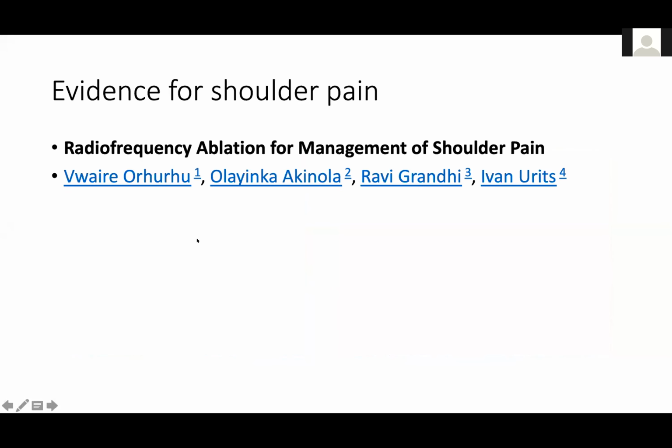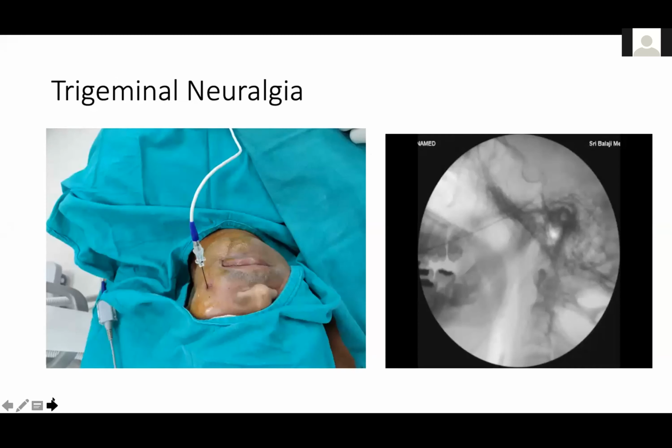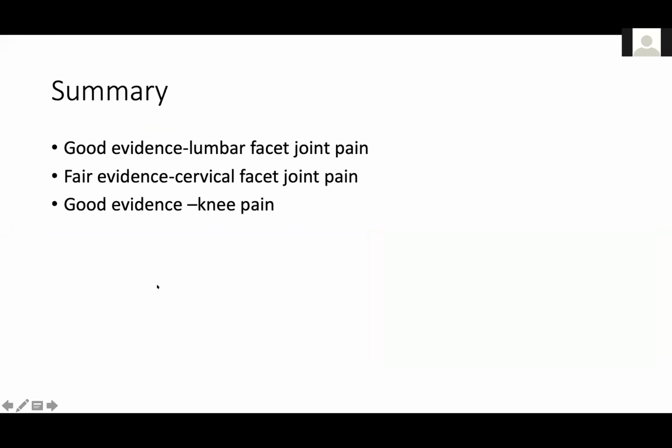For shoulder pain, in a study by Orhurhu on radiofrequency ablation for management of shoulder pain, he concluded that shoulder RFA may provide a significant benefit in the management of chronic shoulder pain. Similarly, in trigeminal neuralgia, pulse RF and conventional RF have been tried. In my personal experience, conventional RF is better than pulse RF in trigeminal neuralgia. To summarize, there is good evidence for lumbar facet joint pain, fair evidence for cervical facet joint pain, and good evidence for knee pain. Thank you so much.